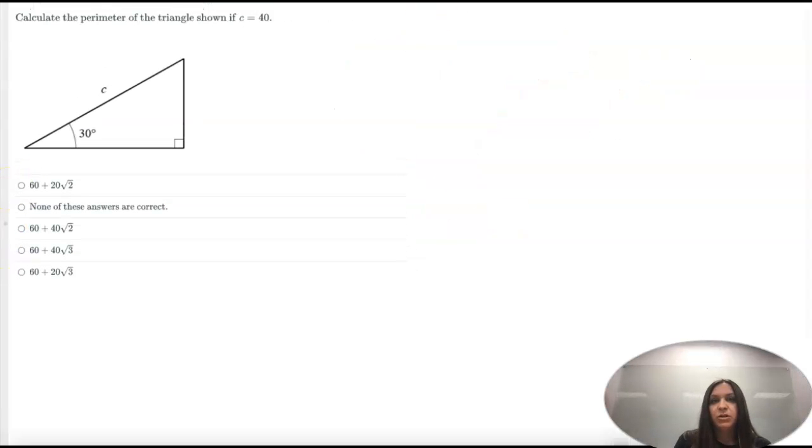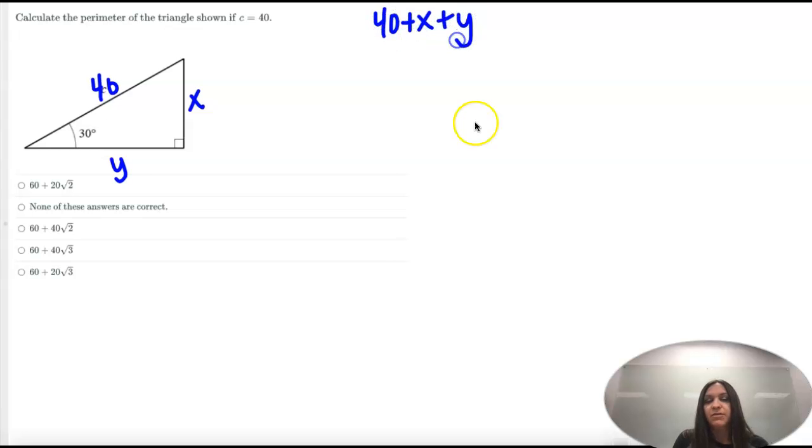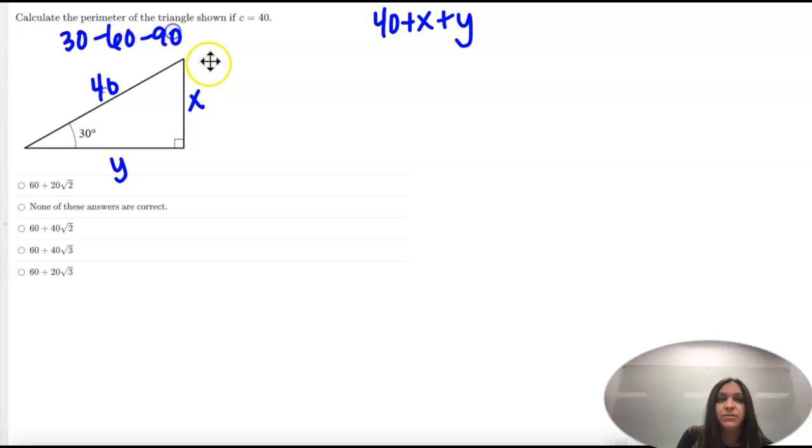Calculate the perimeter if C is 40. So perimeter is we're adding all the way around. So we want to add 40 plus whatever x is plus whatever y is. And we have to find those. So this one is a 30, 60, 90 triangle. So here's our 90, here's our 30. That means that the other side has to be 60. Not the other side, the other angle.